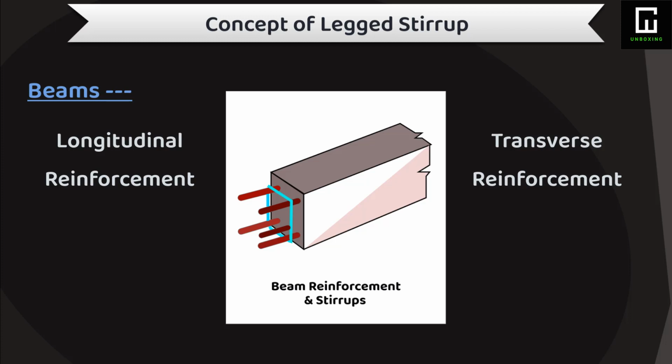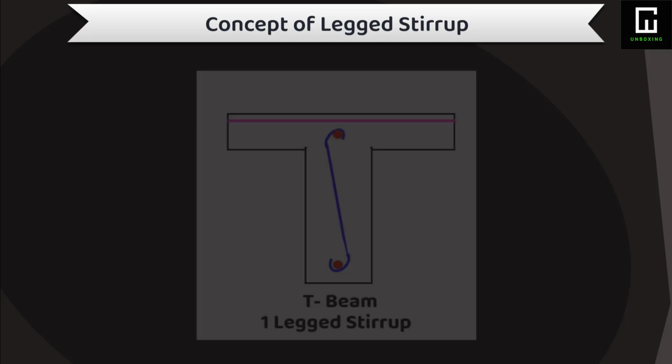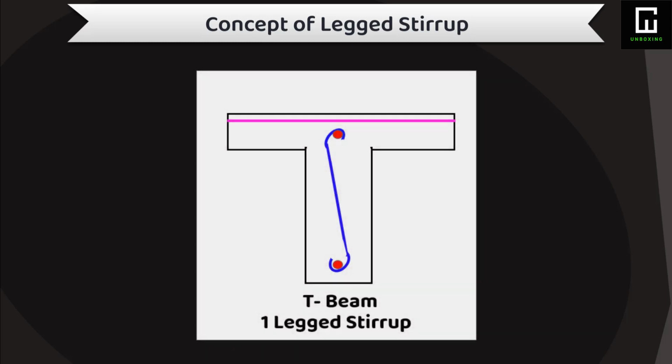So now we will understand the concept of legged stirrups. Alright. In the first picture we can see the T-beam having two horizontal bars, which are longitudinal bars at the mid portion. Here we can just provide one link or hook for connecting those two bars. This link is known as a one leg stirrup.